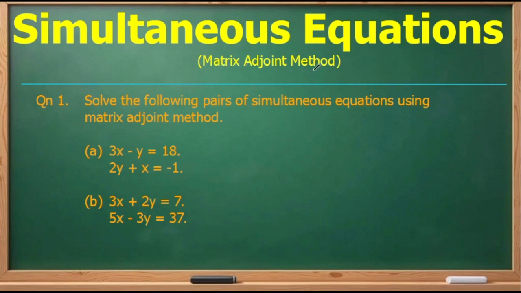Today we are looking at simultaneous equations, and the method we will be dealing with is the Matrix Adjoint Method. We have another matrix method called Cramer's rule, which we shall look at later. Today we are looking at the Matrix Adjoint Method. And how does this method work?